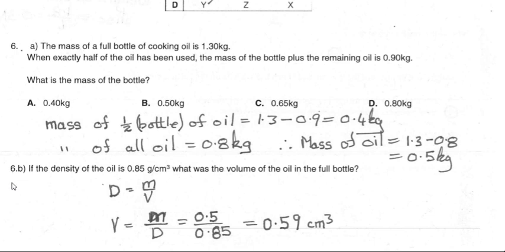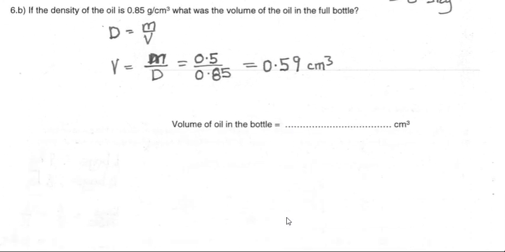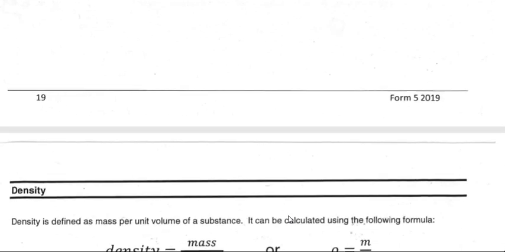6b, if the density of the oil is 0.85 grams per centimetre cubed, what was the volume of the oil in the full bottle? So the density is the mass divided by the volume, so the volume is mass divided by density. So the mass is 0.8 kg, assuming you've got that correct, divided by the density gives you 0.59 centimetre cubed. And we'll have a look at density in our next video.